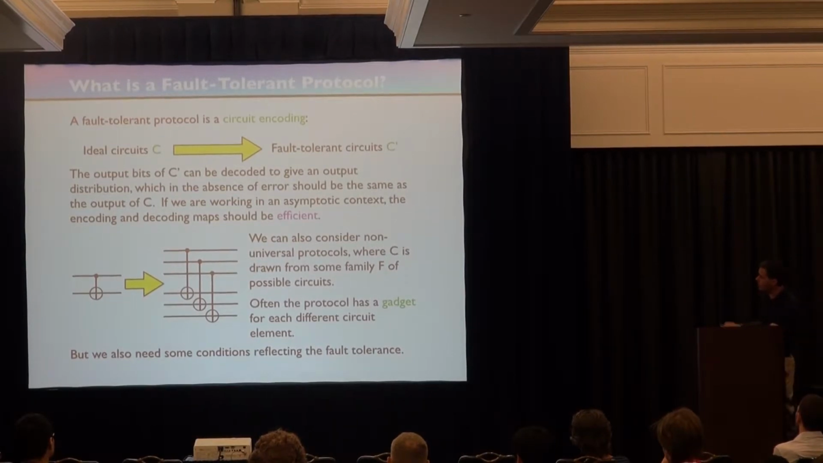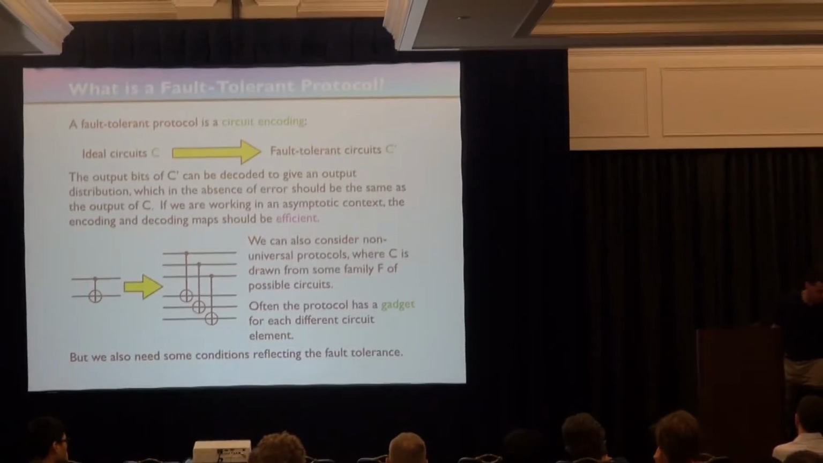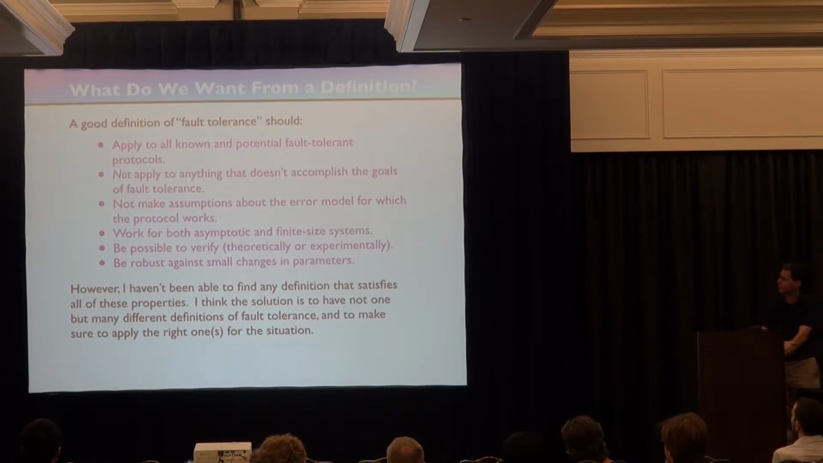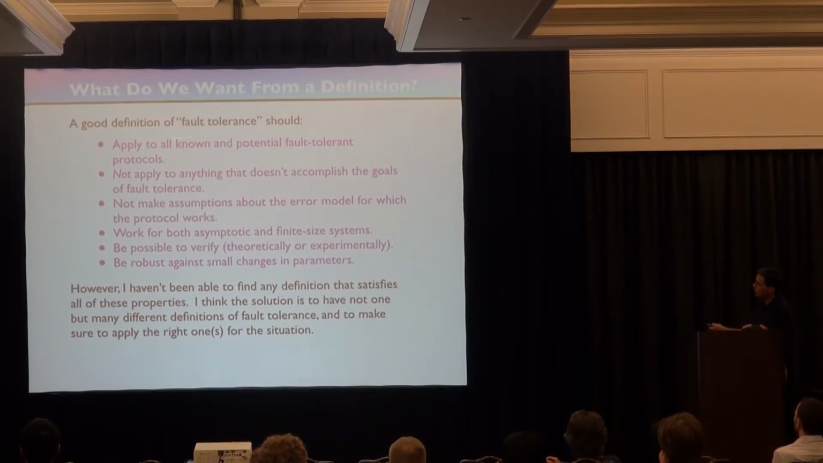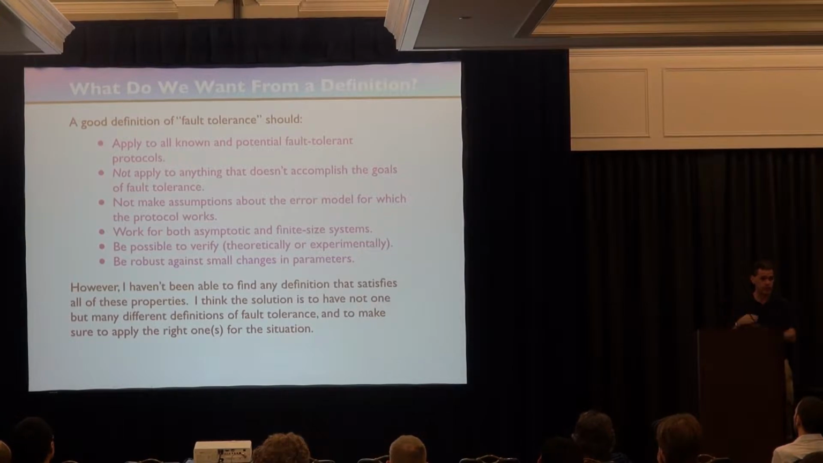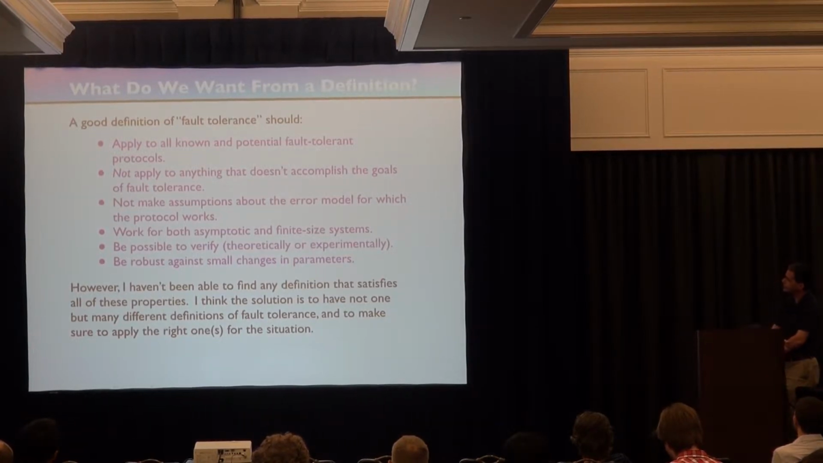Okay, but the unfortunate thing about what I've written so far is that none of it indicates anything about tolerance of errors, right? So we need to deal with that. So what do we want from a definition? Well, of course, it should apply to all existing fault-tolerant protocols, and also all protocols that we can think of, right? Everything that somehow satisfies our intuitive notions of what fault tolerance means.